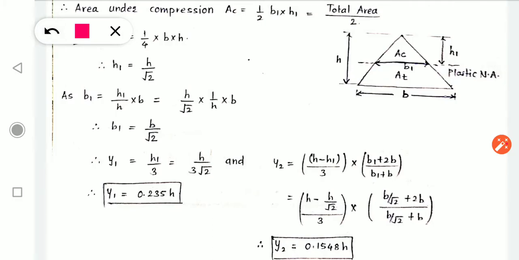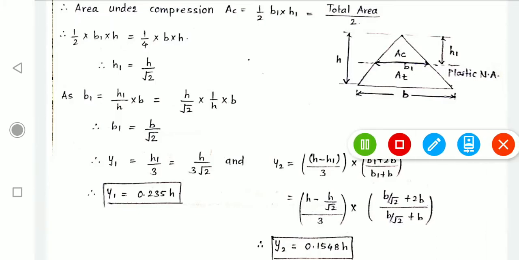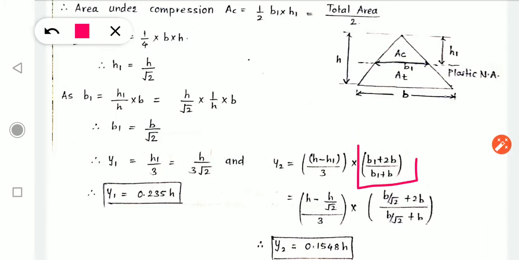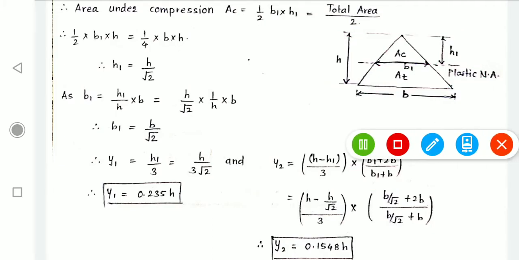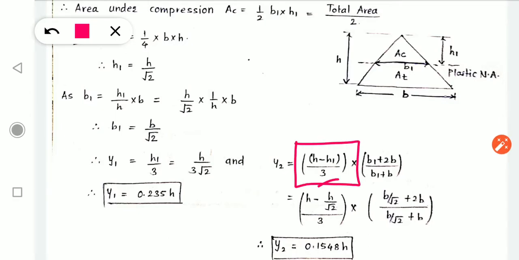Okay, now see, Y2 equals h1 minus h minus h1. See over here again, first I have written this. What is this? b1. Okay, b1 plus twice of b divided by b1 plus b, into now h by 3, but we don't know this height. Therefore I wrote total h minus this h1 divided by 3. That's what I wrote over here, (h minus h1) divided by 3.